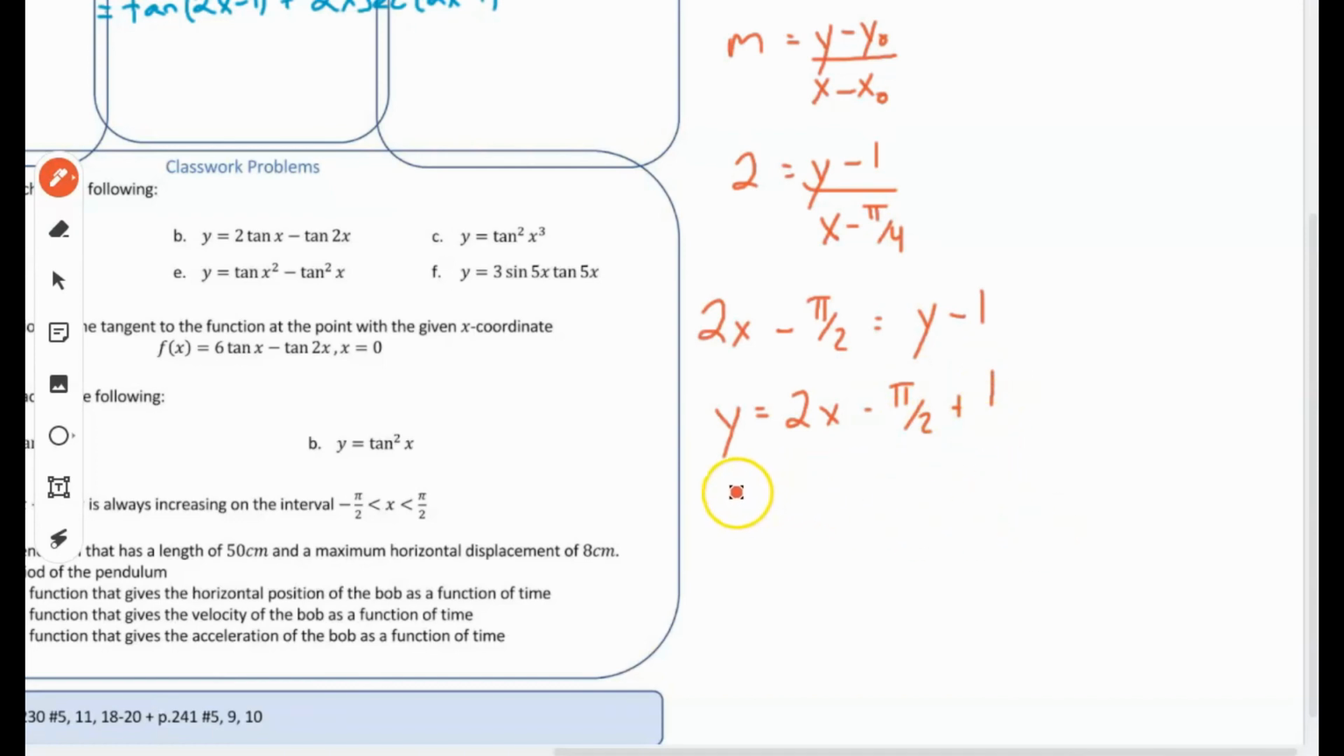Which, if you want, you can simplify that a little bit further. So you can have 2x minus a half times pi minus 2.